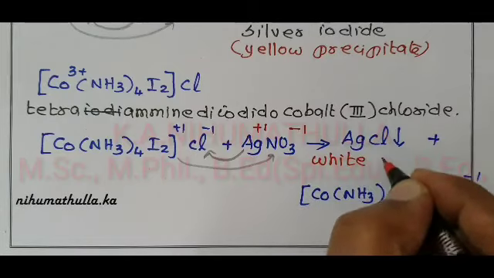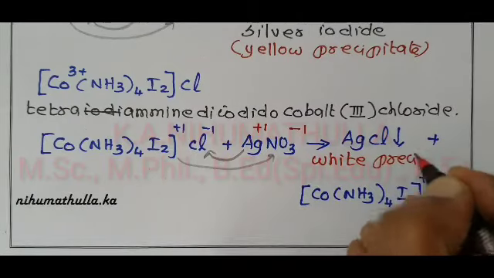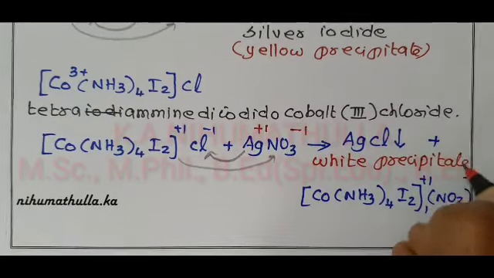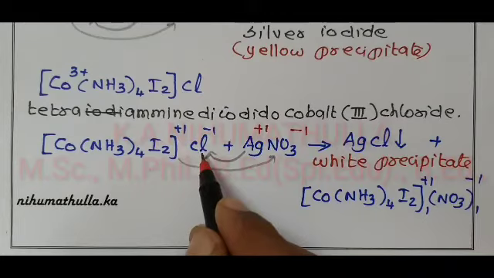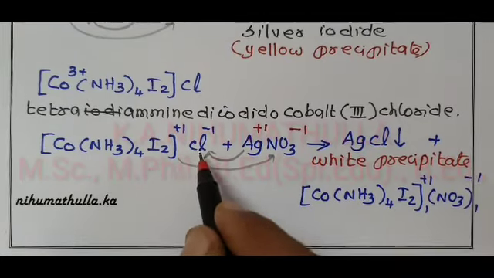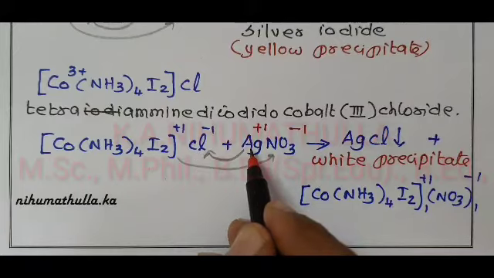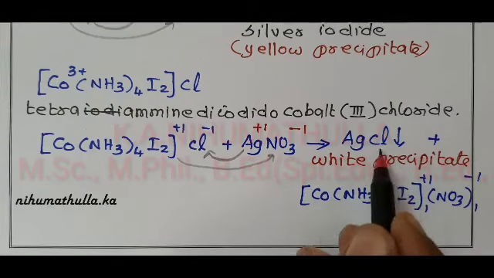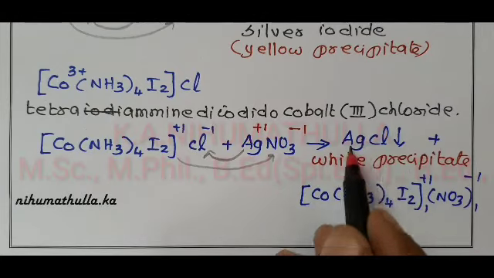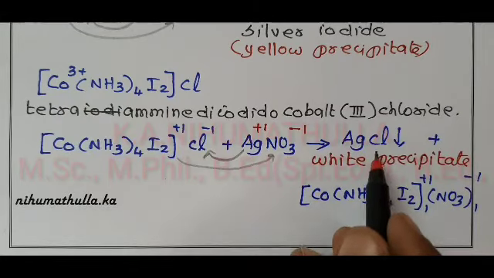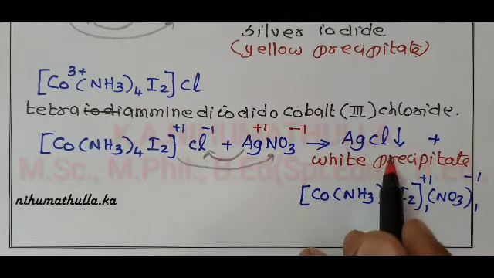The formation of white precipitate with AgNO3 indicates that Cl− is present as a counter ion outside of the complex, an ionizable ion. Only ionizable ions undergo reaction with Ag+ and form white precipitate. The formation of white precipitate indicates that it is silver chloride. The formation of silver chloride indicates that the chloride ion in this complex is present as the counter ion.